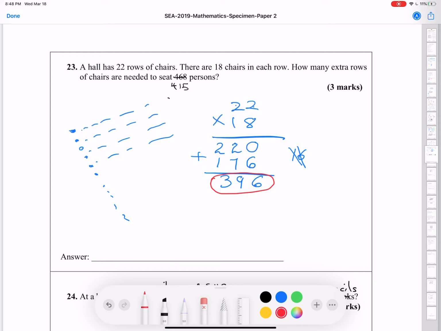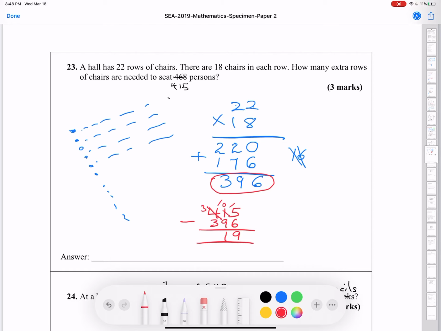So let's find out how many persons it can't seat, at least not yet. So 415 take away 396. 5 cannot take away 6, so we regroup. 15 take away 6, 9. 0 cannot take away 9, so we regroup. 10 take away 9 is 1. So we need 19 more chairs. But let's look.